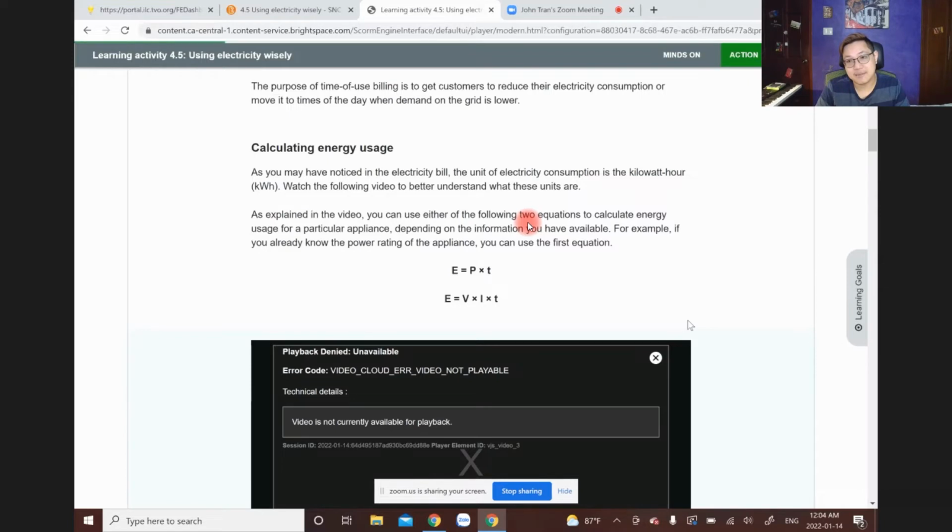Of course, E equal to P times T, and P is actually equal to V times I. So you can get that formula, E equal to VIT, like that.